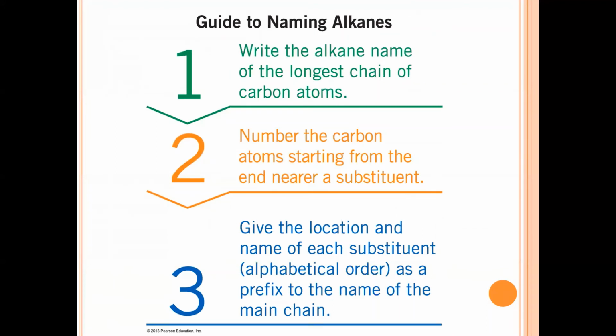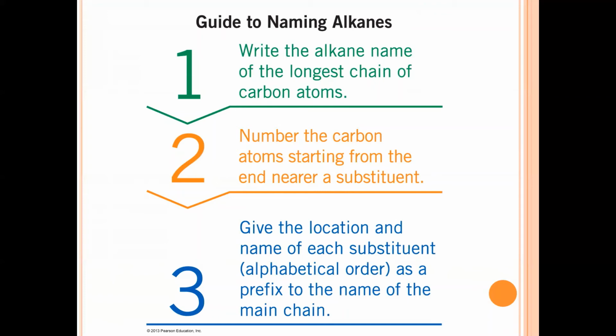So if we're going to name them and draw them, the biggest thing when we name is you have to count the longest chain of carbon, continuous chain of carbon. That becomes the base name. We name that as its alkane name. And then what we need to do is start numbering those carbons, and we're going to number it on the carbon end that is closest to a substituent.